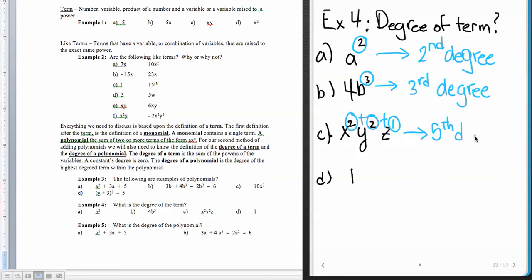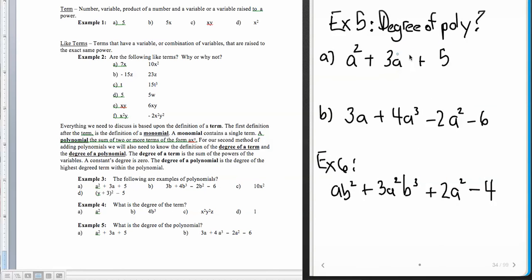And finally, we look at a lonely old number. A lonely old number, remember, we could write with x to a 0 power. So the degree of any constant is 0. So you do need to remember that. That's a special one, that the degree of a constant is 0. Don't forget.